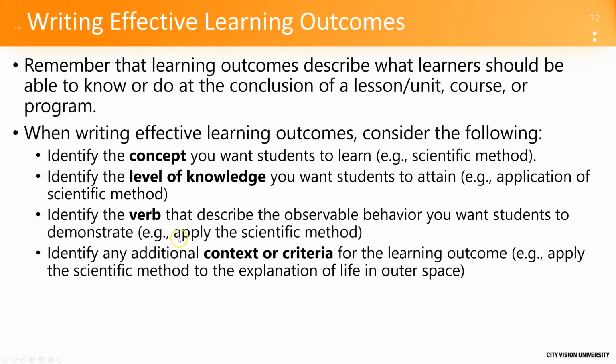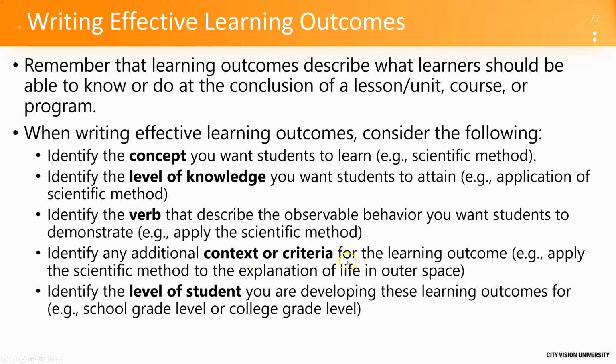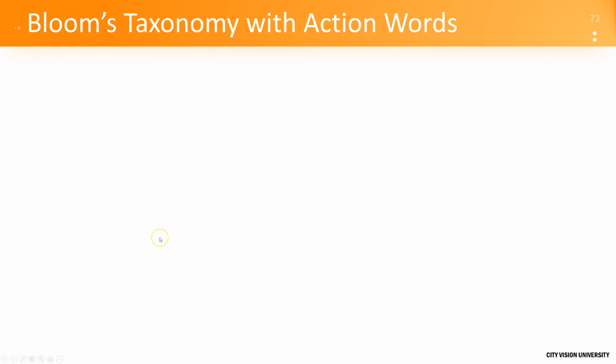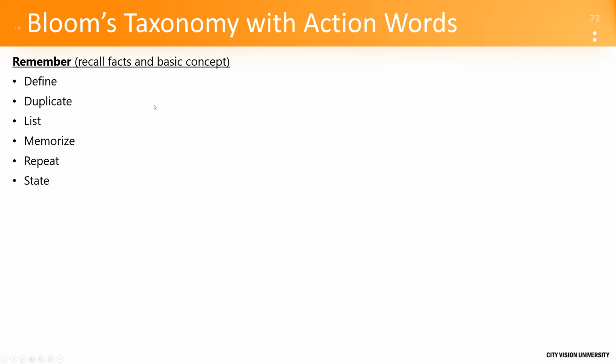Apply the scientific method, and then identify any context or criteria of the learning outcome. Apply the scientific method to the explanation of life in outer space, and then identify the level of student you're developing these learning outcomes for, grade school, college, grade level, and often that's going to relate to the level of knowledge that you're looking for. So Bloom's taxonomy, usually you have action words. So the idea is you figure out what level are you trying to get people to learn?